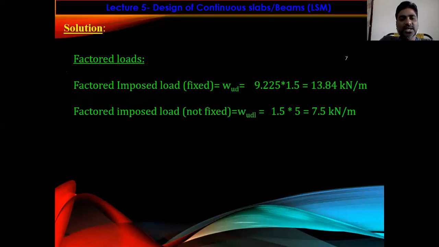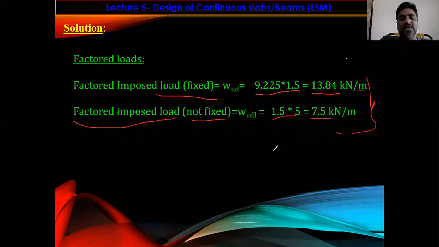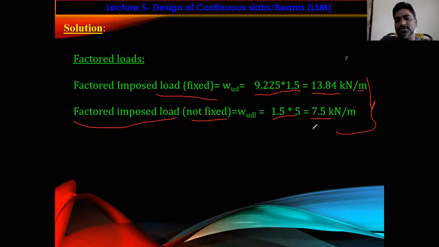Therefore, the factored imposed load fixed is 9.225 into 1.5, we get 13.84 kilonewton per meter. And factored imposed load not fixed is 1.5 into 5, you get 7.5 kilonewton per meter. So these are the factored loads, right? Now we have calculated the dimensions of the beam, the effective span, and the factored load. Next, you need to determine the bending moments and shear forces.